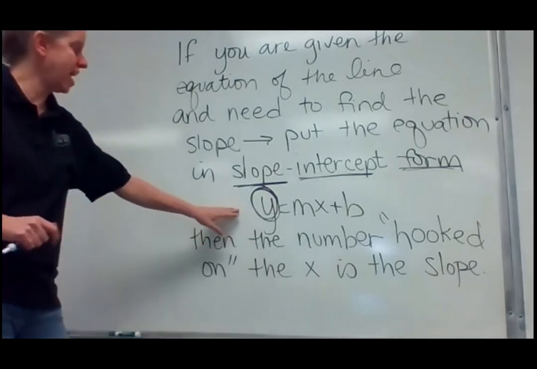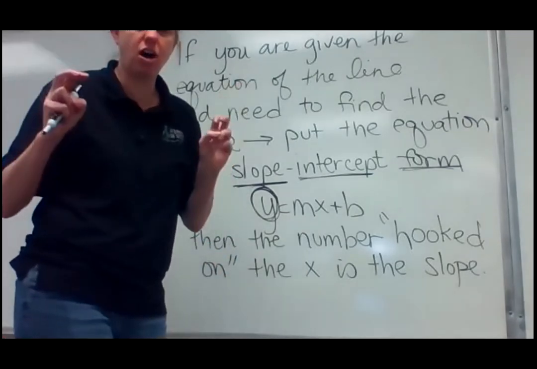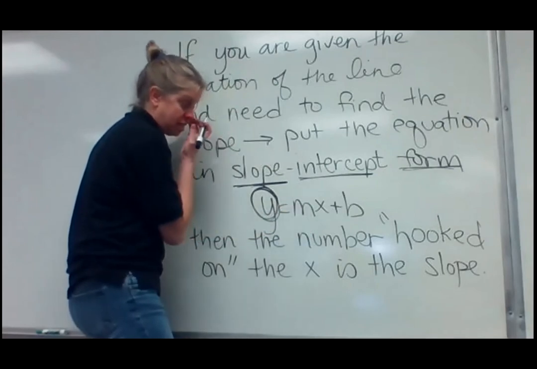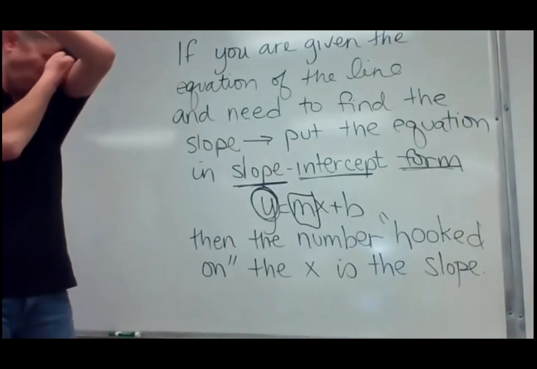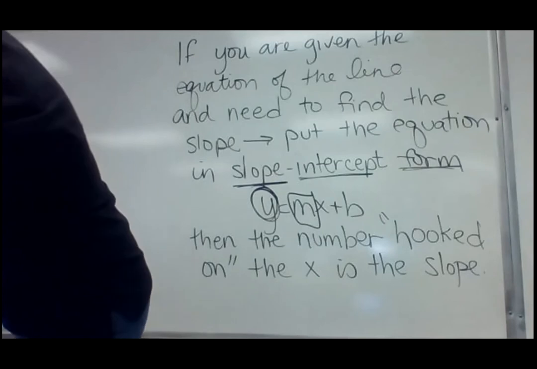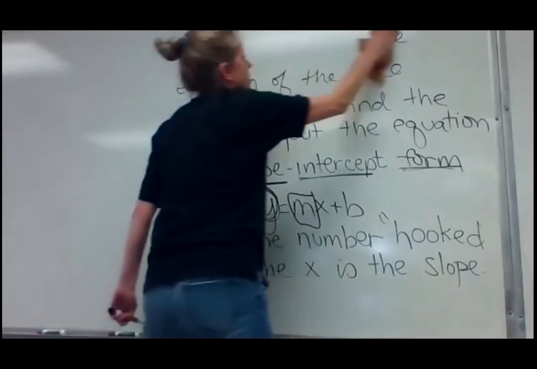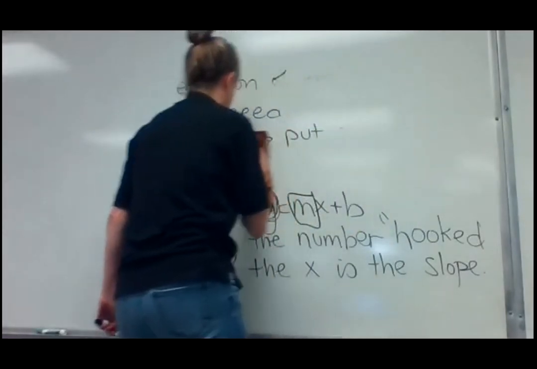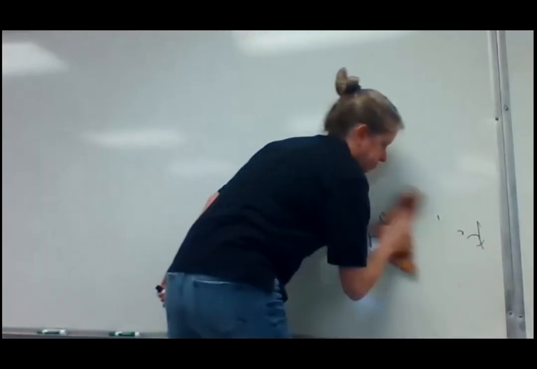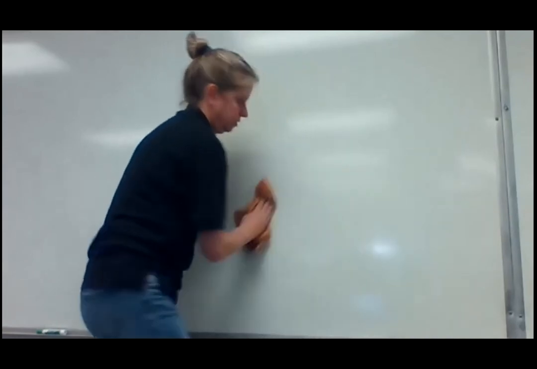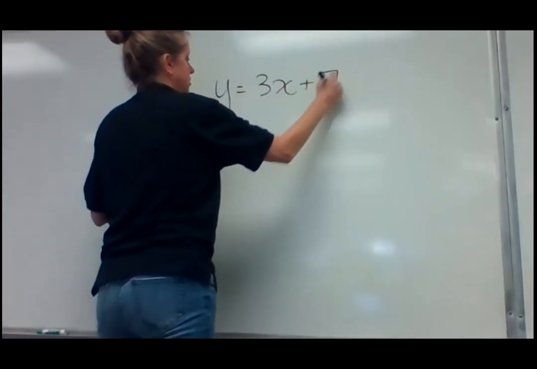Once your equation is in slope-intercept form, then the number hooked on to the x, see where this m is, and you know how that stands for slope? That's going to be the slope of the line. So let's look at a couple.